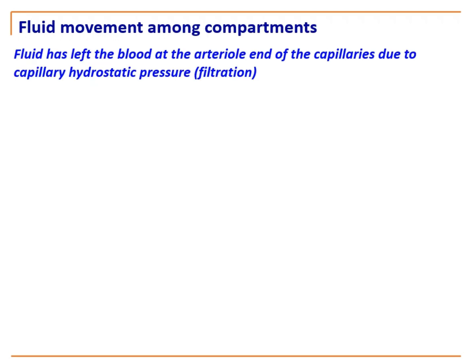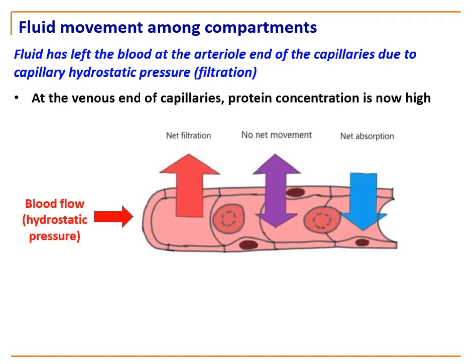So remembering what's happened at this point, our blood's come into the capillaries at the arteriole end, and fluid has left those capillaries. So we've lost fluid from our blood vessels. So this is what's happened. Blood's come through, fluid has passed through here, but cells and proteins haven't.